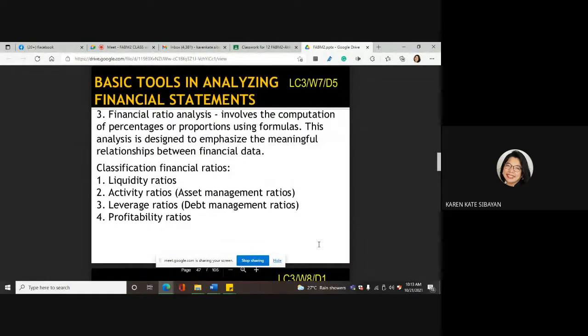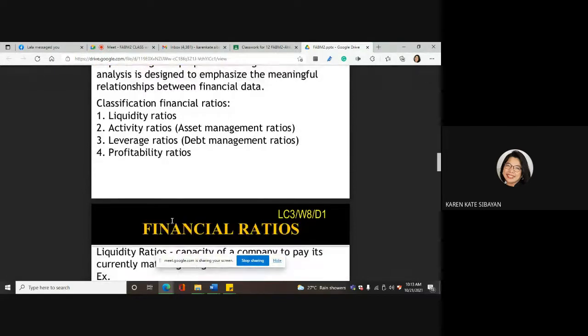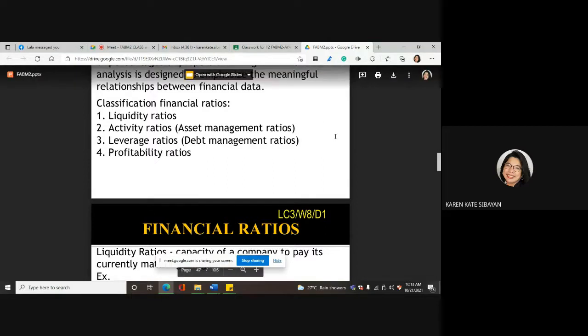So we have different classifications of financial ratios. Number 1 is the liquidity ratios. Number 2 is the activity ratios. These are the asset management ratios.